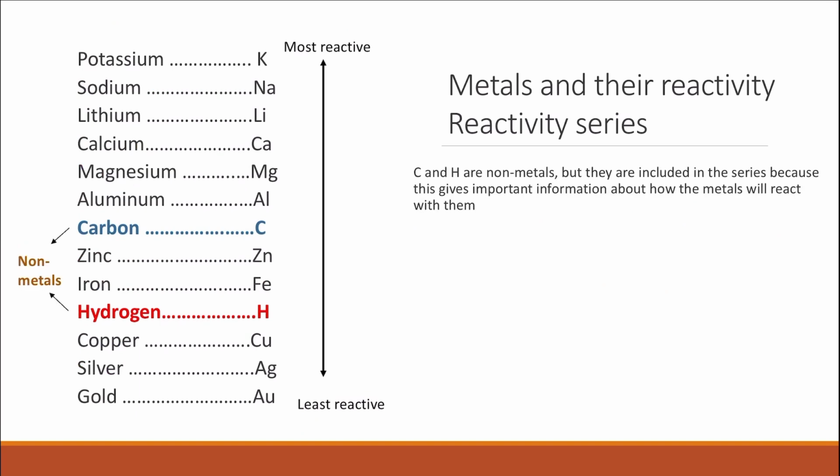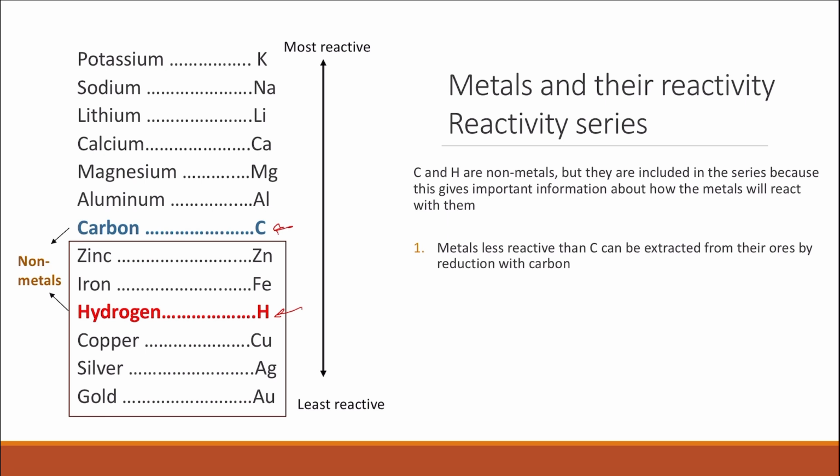In the reactivity series, you can see that there are two non-metals included in the series. These are carbon and hydrogen. The presence of carbon and hydrogen is quite important because metals which are below carbon in the reactivity series are less reactive than carbon, and they can be extracted from their ores by reaction with carbon. The topic of extraction of metals from their ores will be covered in a different video.